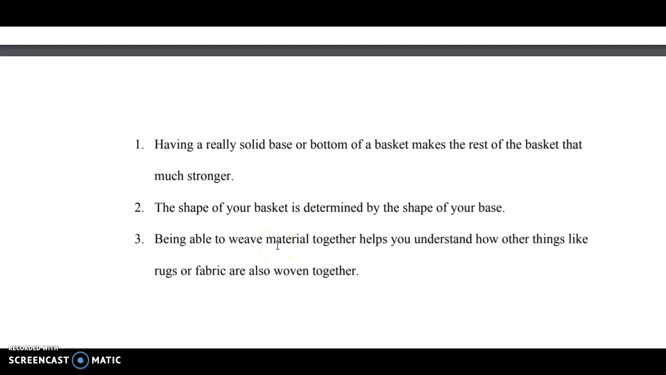And then number 3, being able to weave material together helps you understand how other things like rugs or fabric are also woven together. That's more of a life idea, that in general, knowing how to do this is more of a general idea and why that's important.